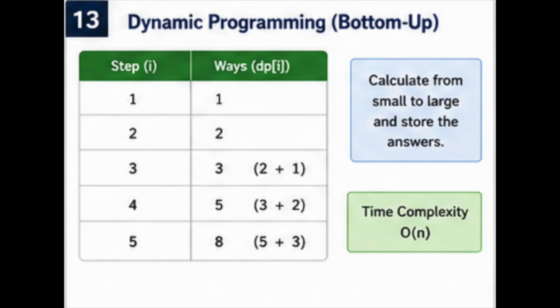Instead of solving the same problem repeatedly, let's save every answer. First, calculate the answer for 1 stair, then 2 stairs, then use those answers to calculate 3, then 4, then 5. This is dynamic programming. Calculate once, reuse forever.